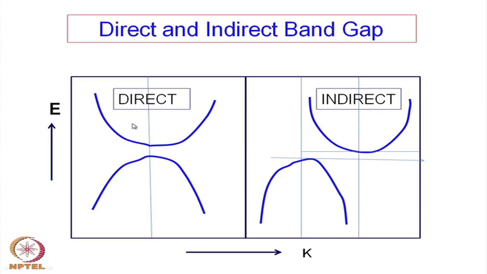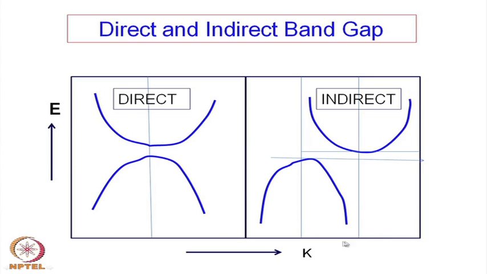So, this is the direct band gap, that means along a particular crystallographic direction the minimum occurs here. This is the maximum of the lower band and the minimum of the upper band is on the same crystallographic direction, then it is called the direct band gap. However, a situation may happen where the maximum of the lower band occurs in one direction with a k vector here, whereas the minimum of the upper band occurs at a different k vector. Okay.